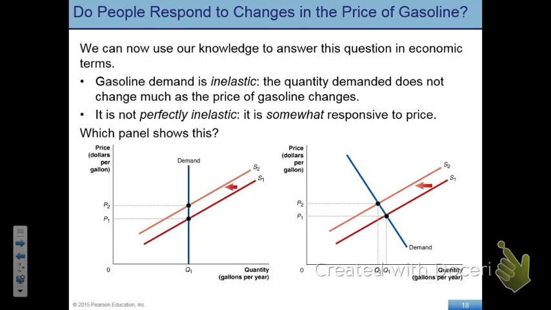We want to now ask a very critical question, and I want you to think before you answer. Where do you think the change in price is greater? Is the movement from price P1 to P2 in the first case greater than the movement from P1 to P2 in the second, or the other way around?